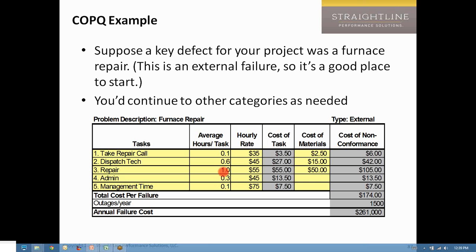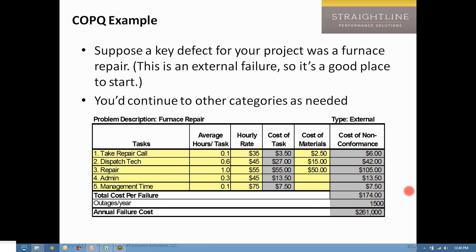You can see that it takes a relatively long time compared to everything else to choose the person who's going to do the repair, send them out, and have them do the repair. What is the hourly rate for that? And then what is the cost of materials? In this case we have some materials that we have to pay for. In many services we won't necessarily have a cost of materials. All right, finally we put together the cost of a failure, and it looks like we're estimating it costs about $174 per failure. If we can estimate that there are 1,500 failures per year, we get an annual cost of $261,000.